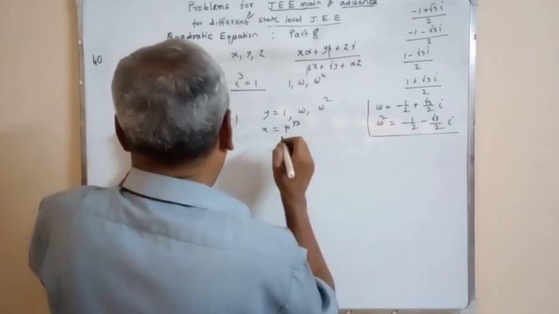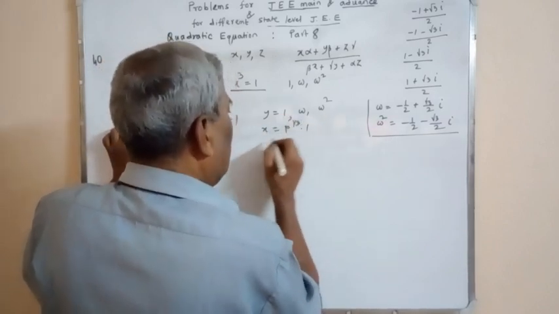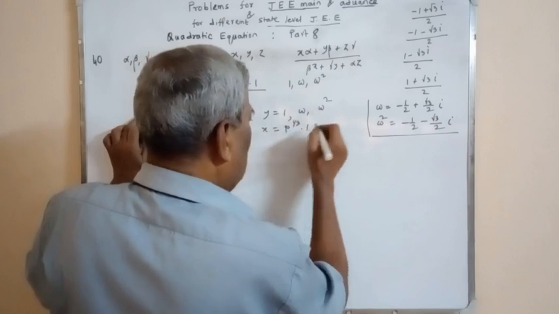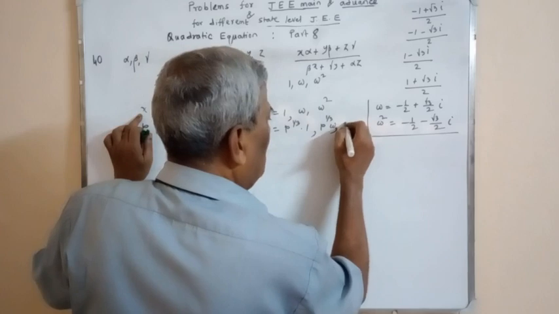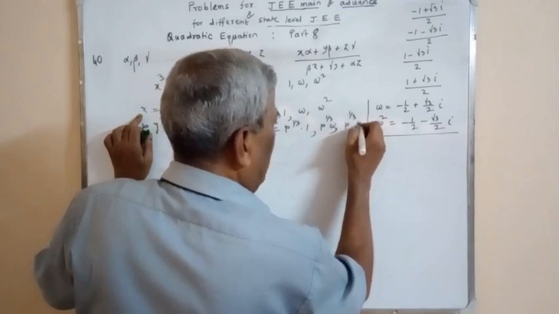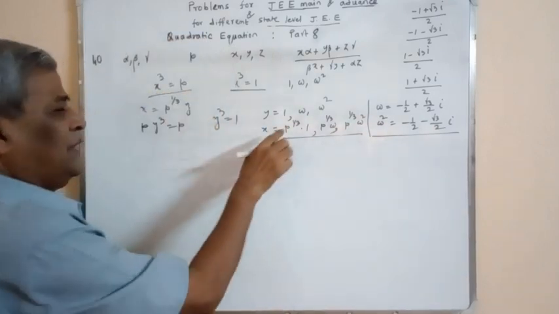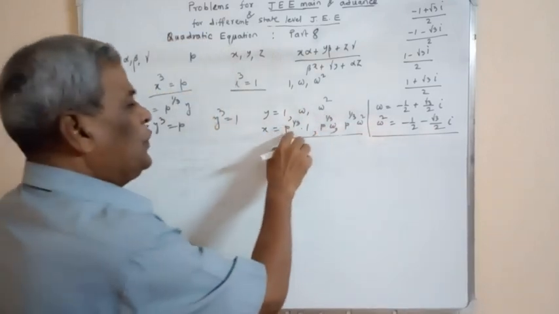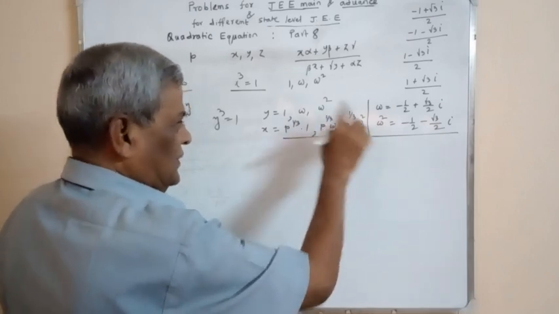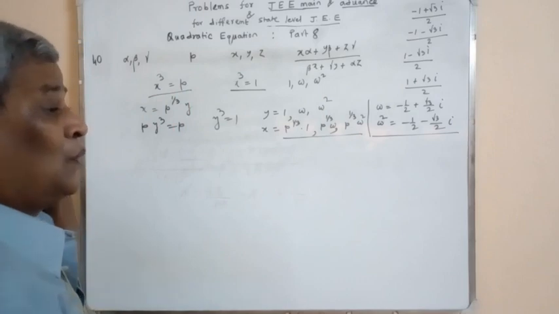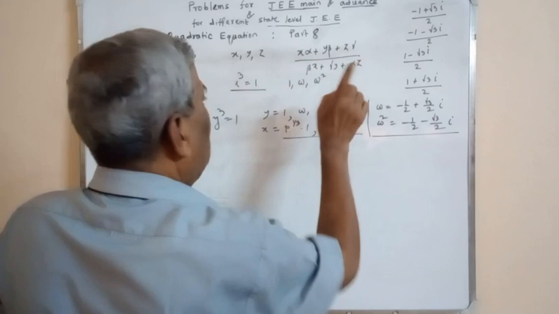So the first root is p to the power 1 by 3, the second is p to the power 1 by 3 omega, and the third is p to the power 1 by 3 omega square. So the roots of that equation are these. One is p to the power 1 by 3, the other is p to the power 1 by 3 into omega. Now the given expression is this, and we have to find the value of that.